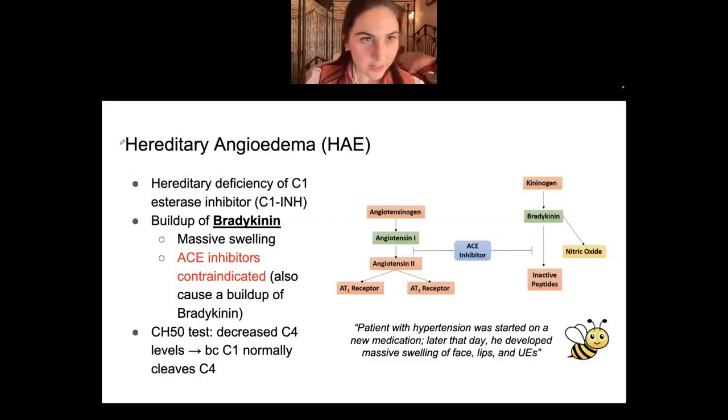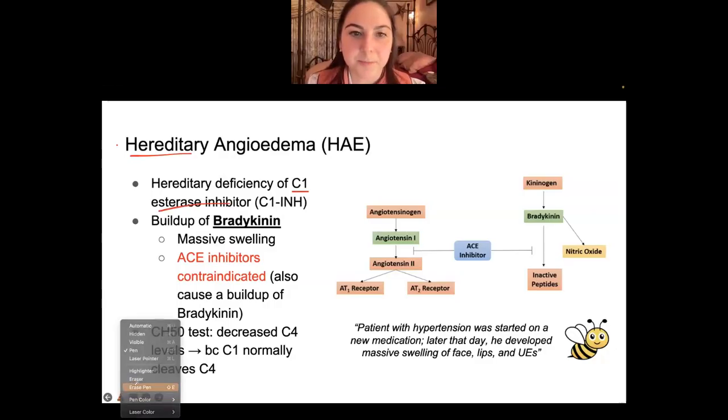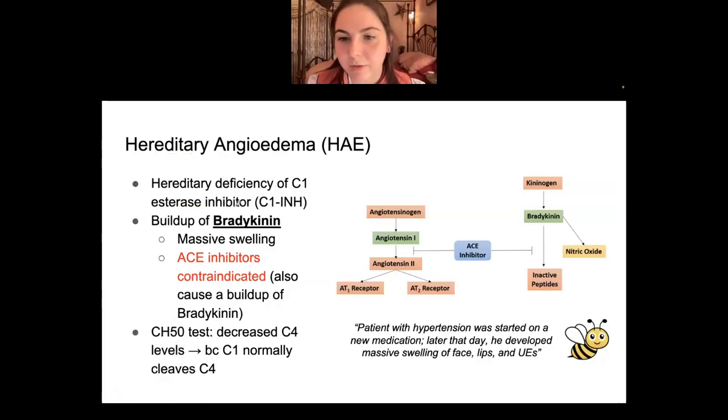So this is why it's important to understand what C1 inhibitor does for a pathology state known as hereditary angioedema. So hereditary angioedema, HAE, is a hereditary deficiency of C1 inhibitor. Another name for C1 inhibitor is C1 esterase inhibitor. It's the same thing. So you can see C1 INH or C1 esterase inhibitor, they're the same thing. So we don't have that.